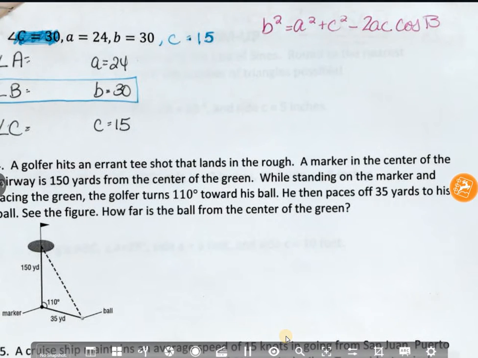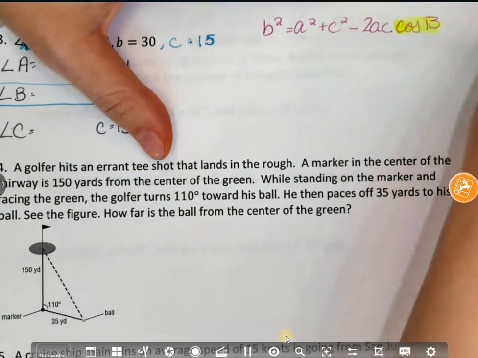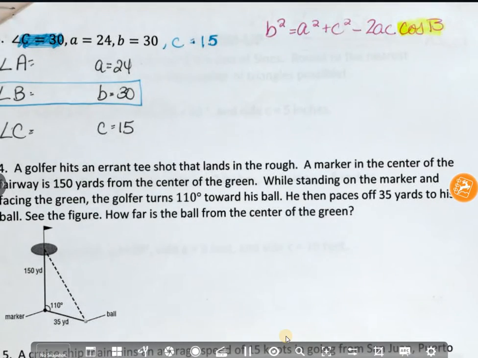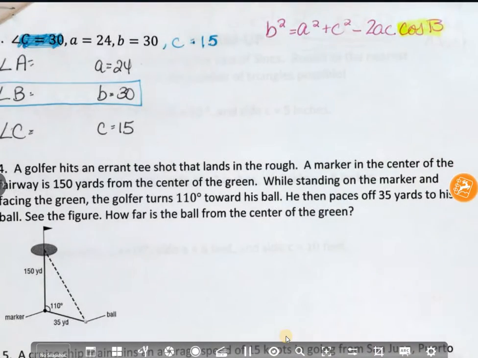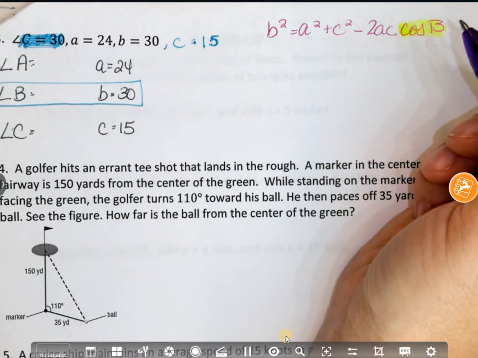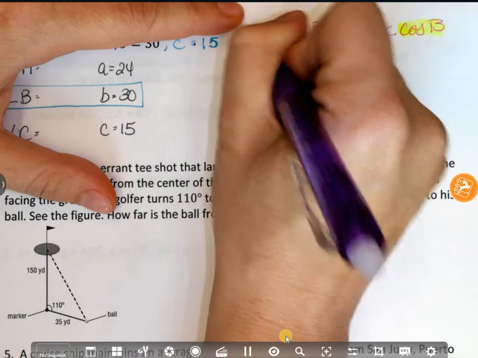Now the problem with this is so many people try to just shove the numbers into this formula and magically math it around. And the problem with that is you make a lot of silly computational mistakes. So what I want to do is get this piece right here by itself. I'm going to solve using algebra for that. What would you do first? Minus a squared and c squared first. Undo addition, subtraction first.